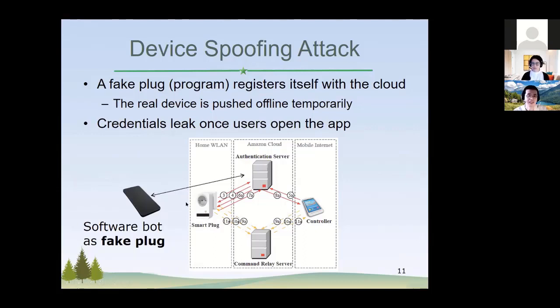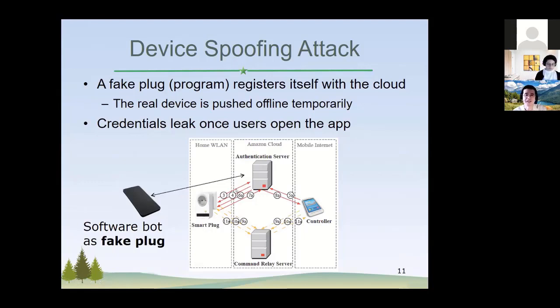Then we take this fake plug offline. Then after we take off this fake plug offline, this smart plug will register itself again with this server and will become online. But at this point, we know this one's password. We can control them, right? Actually, we can control all of them. So you can see the problem.